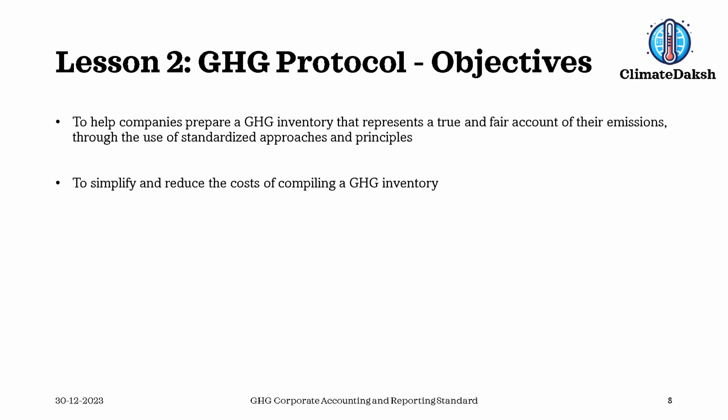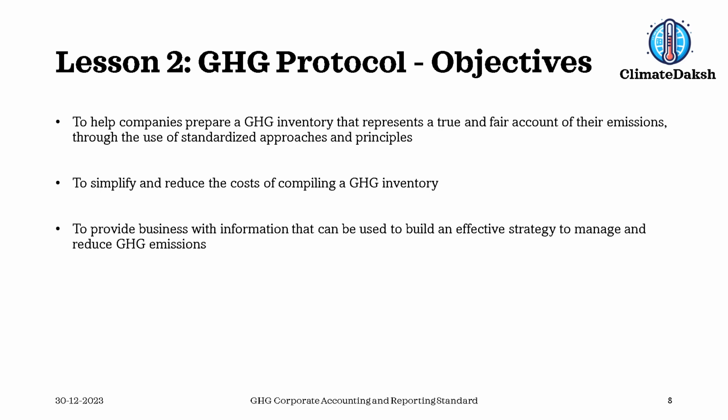The second objective is that the standard is developed in such a way that it helps simplify and reduce costs of compiling GHG inventory. The third objective is to ensure that the GHG inventory prepared using the standard provides information that can be used to build a strategy to manage the emissions. Businesses should be able to build an effective net zero strategy using the data and monitor the progress towards reaching the set goals.